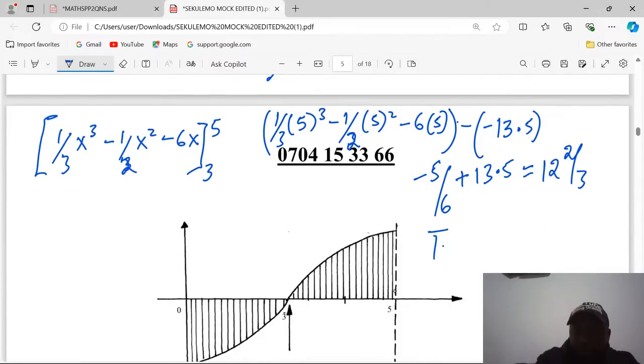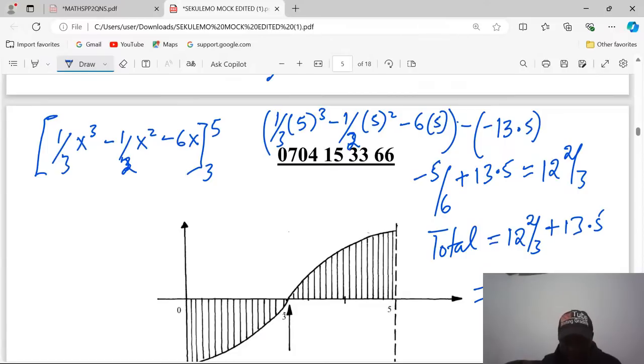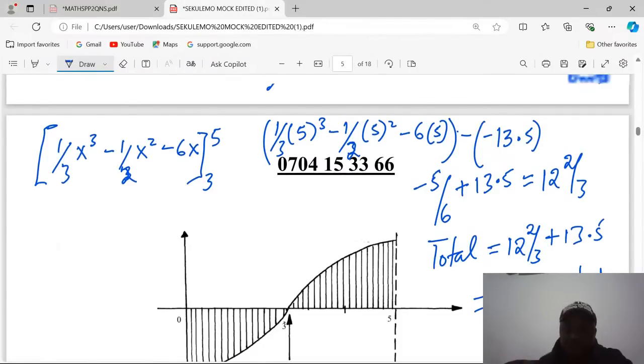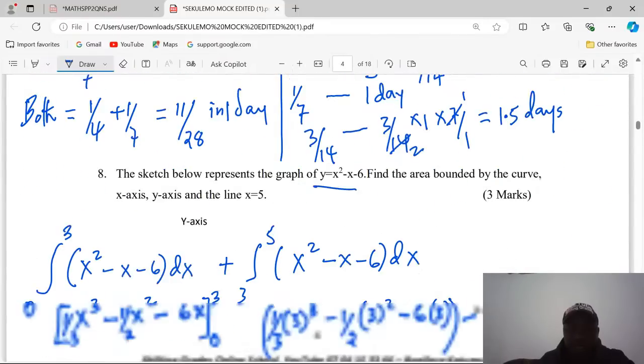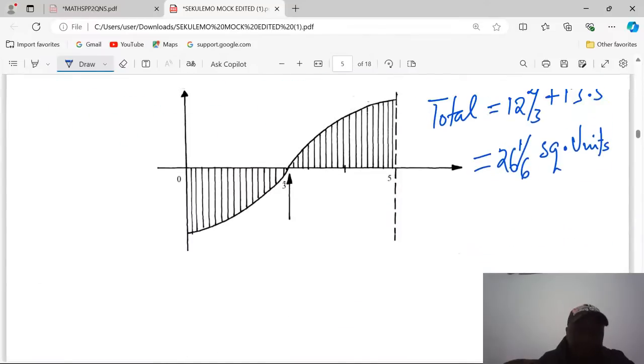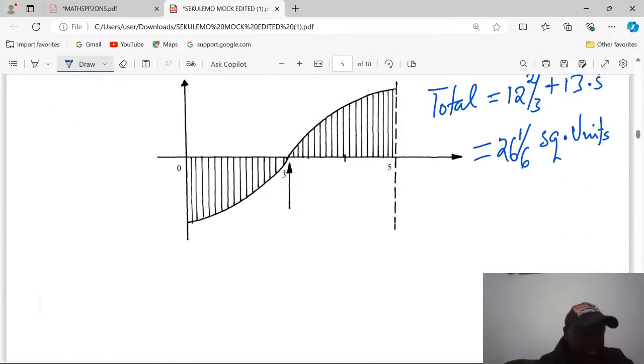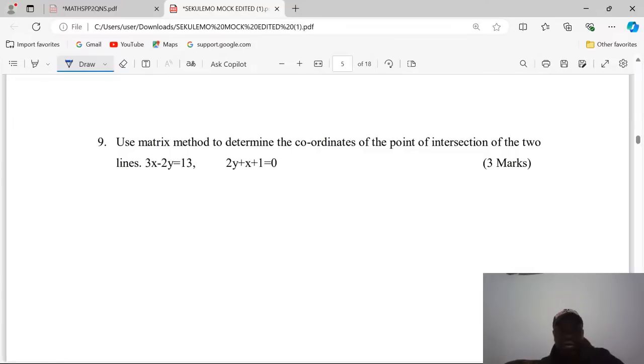So the total area is going to be 12 and 2/3, then we add 13.5. When I add 13.5, I am exactly getting 26 and 1/6 square units. This will be the area now. This is the exact area bounded by the curve, the y-axis, the x-axis, and the line x equals 5. We continue with number 9.